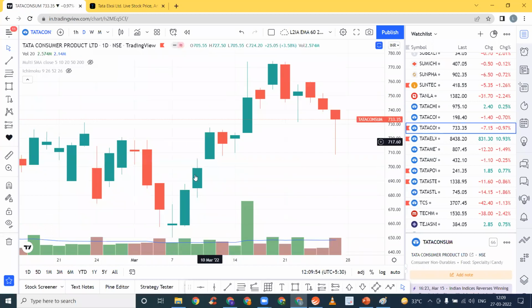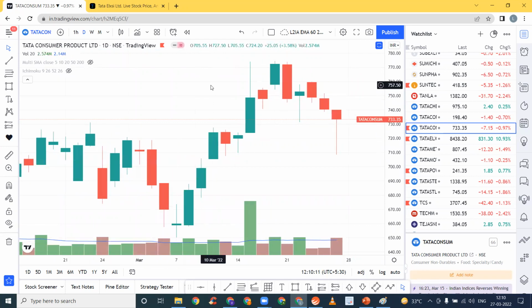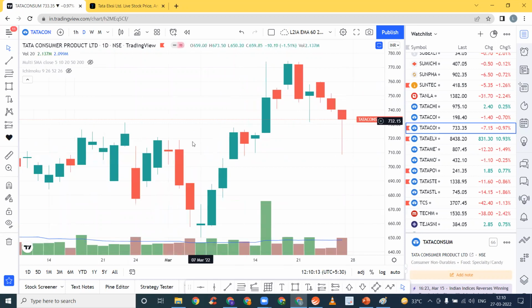See here, three crows, three soldiers marching. Three black crows coming down. Spinning top. Hanging man. I don't remember the names. Nobody should. What we should know is the pattern.